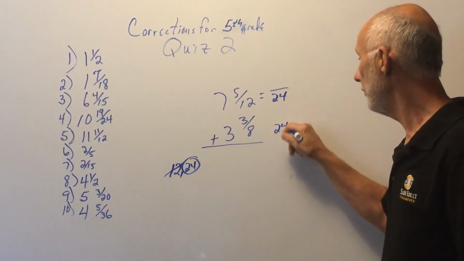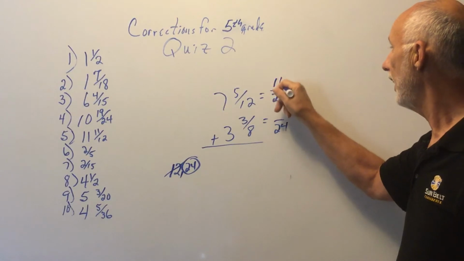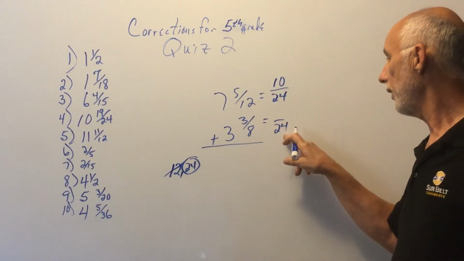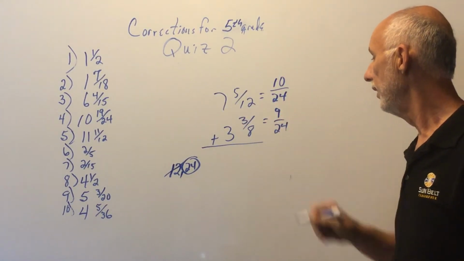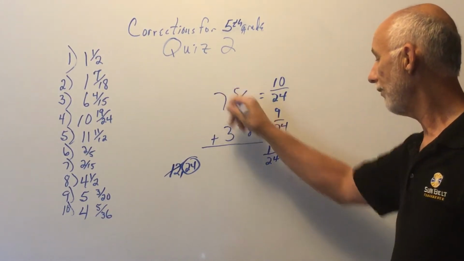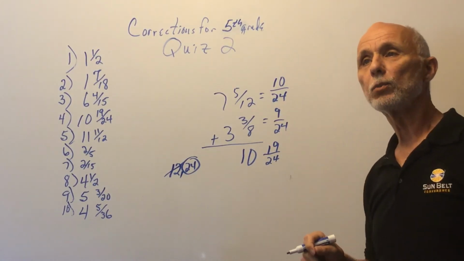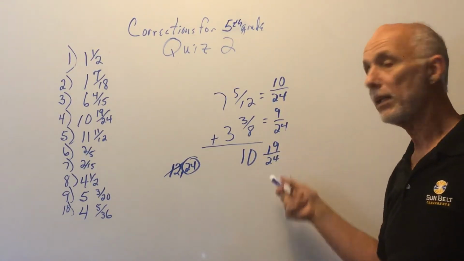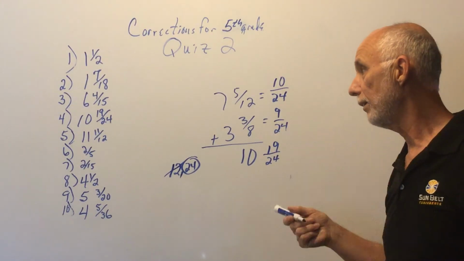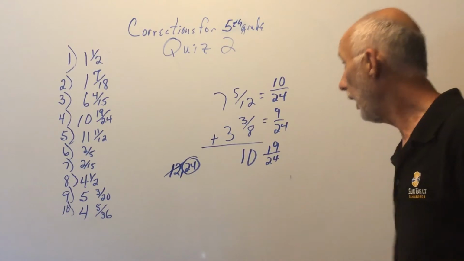Now I have to find my missing numerators. 12 goes into 24 2 times, 2 times 5 is 10. 8 goes into 24 3 times, 3 times 3 is 9. Add, you get 19/24ths, and 7 plus 3 is 10. By the way, this is the easiest one of all because it's already proper and it's already simplified, and it is your final answer. All right?